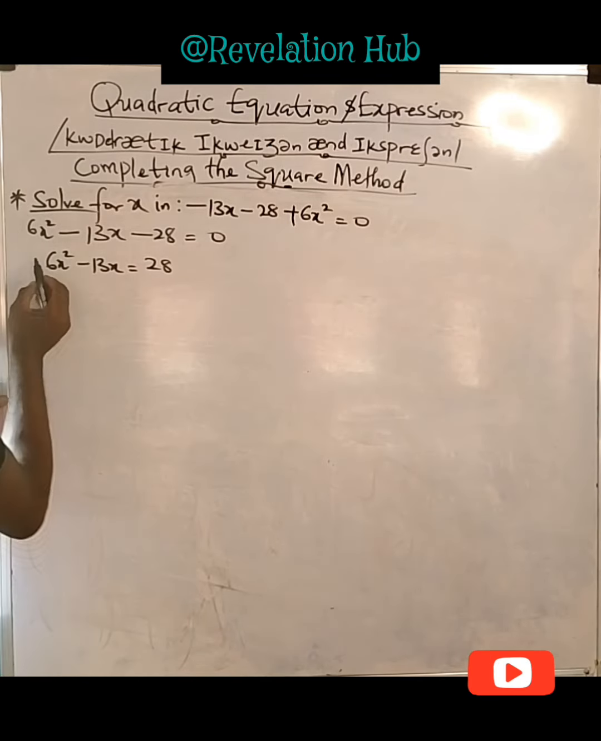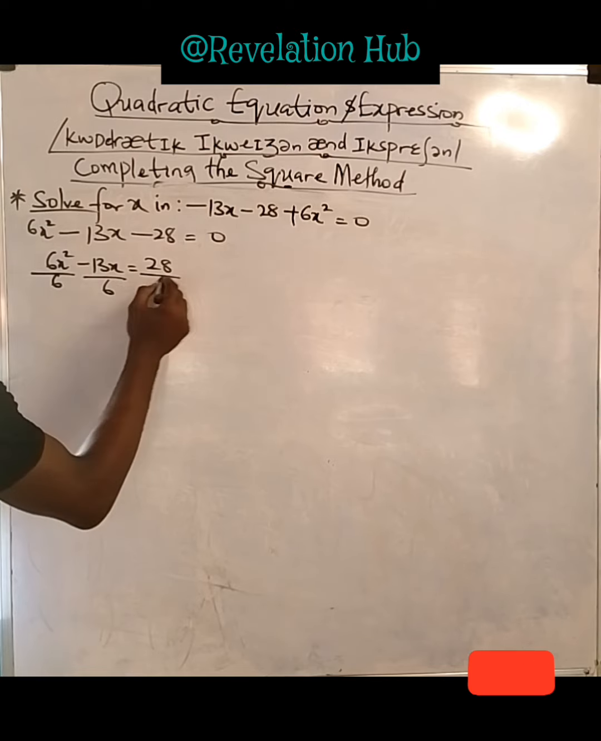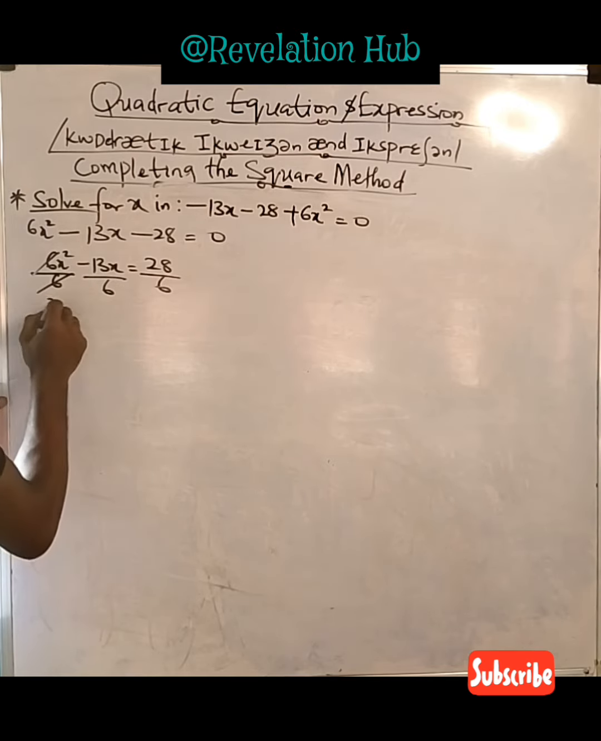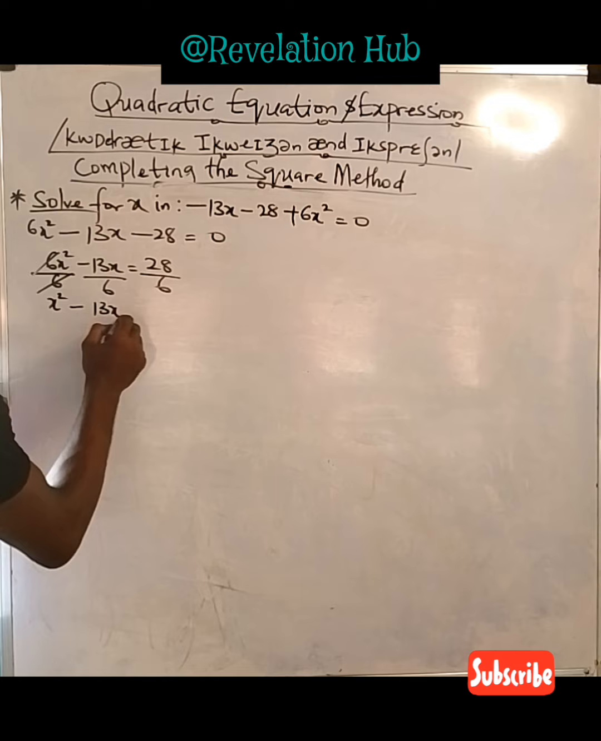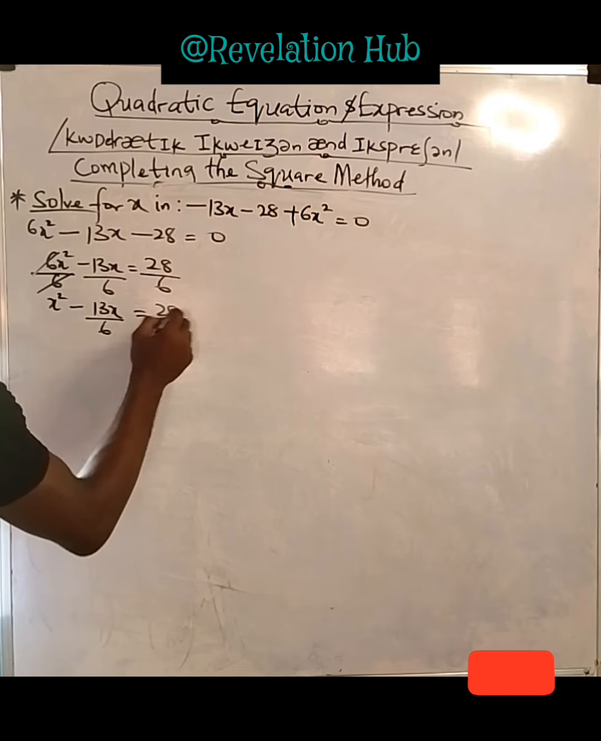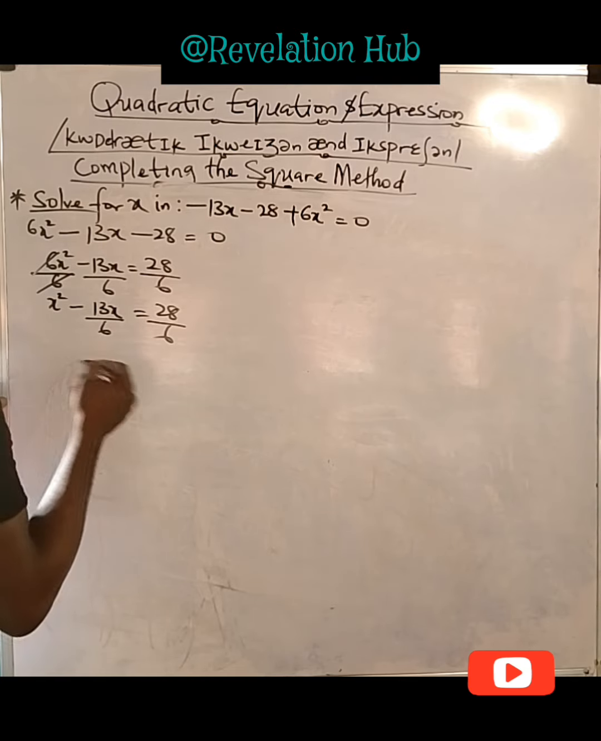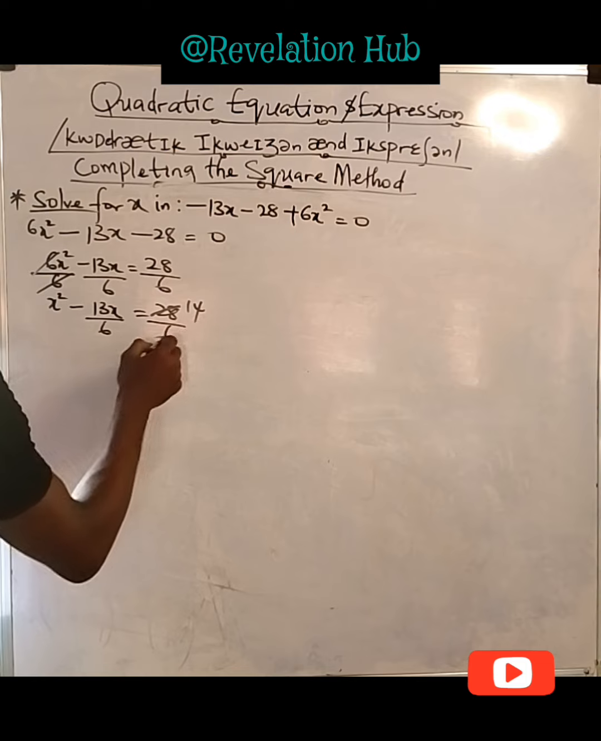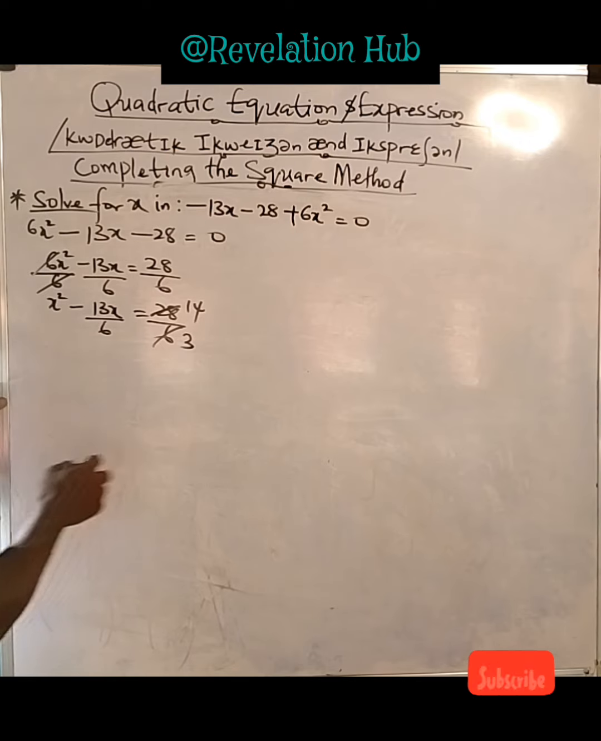So the next thing we're going to do is divide all through by 6. 6 takes out 6. We have x² - 13x/6 = 28/6. I can divide this by 2: 14 here, 3 here. We have this well set out.